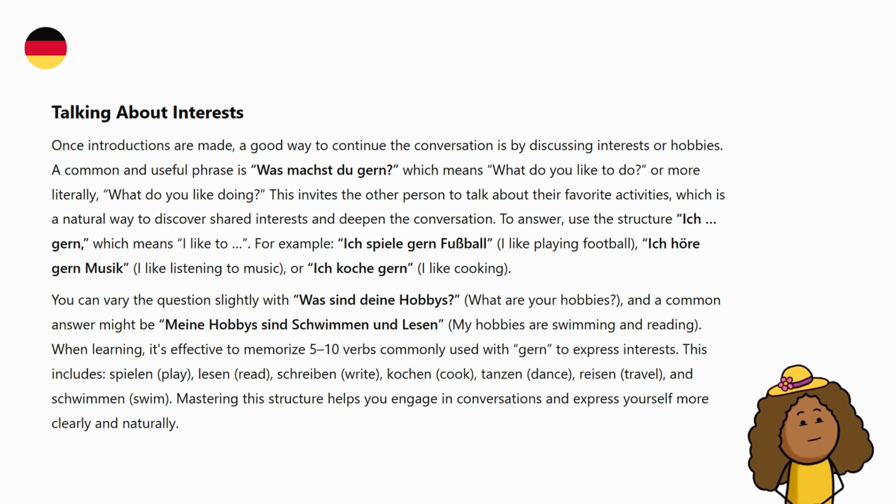And a common answer might be "Meine Hobbys sind Schwimmen und Lesen." My hobbies are swimming and reading. When learning, it's effective to memorize 5 to 10 verbs commonly used with "gern" to express interests. This includes spielen, play, lesen, read, schreiben, write, kochen, cook, tanzen, dance, and schwimmen, swim. Mastering this structure helps you engage in conversations and express yourself more clearly and naturally.